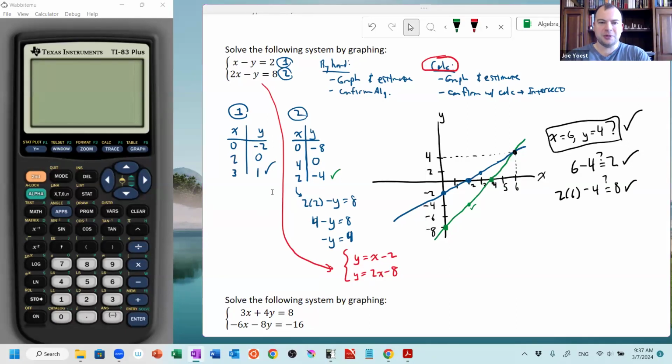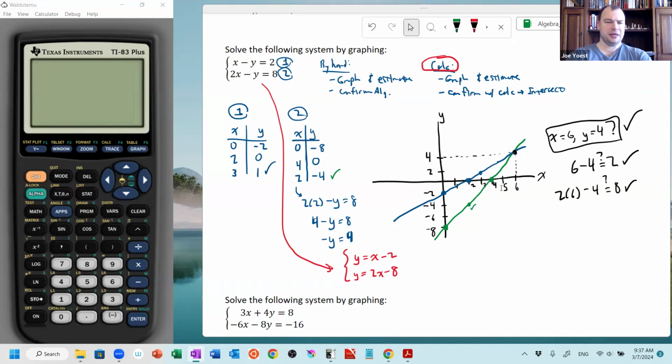Okay, let's work through this problem. So I found a couple of ordered pairs that satisfy each of equation 1 and equation 2. You could have used different choices, but for both of them, I used the x and y intercepts. They both worked out pretty nicely. And then I just found another third point to use as a check.